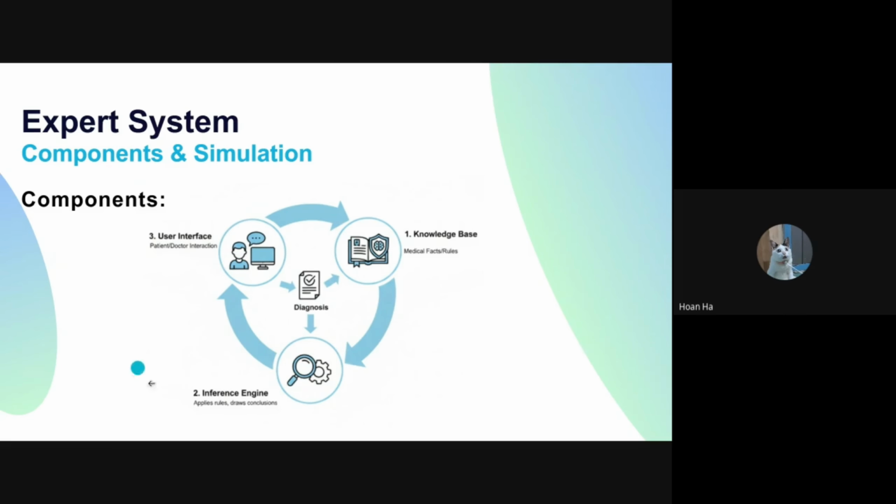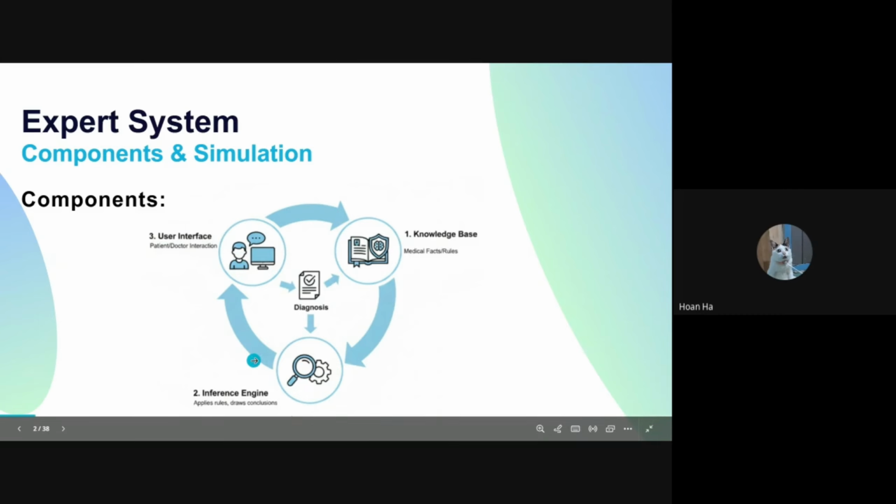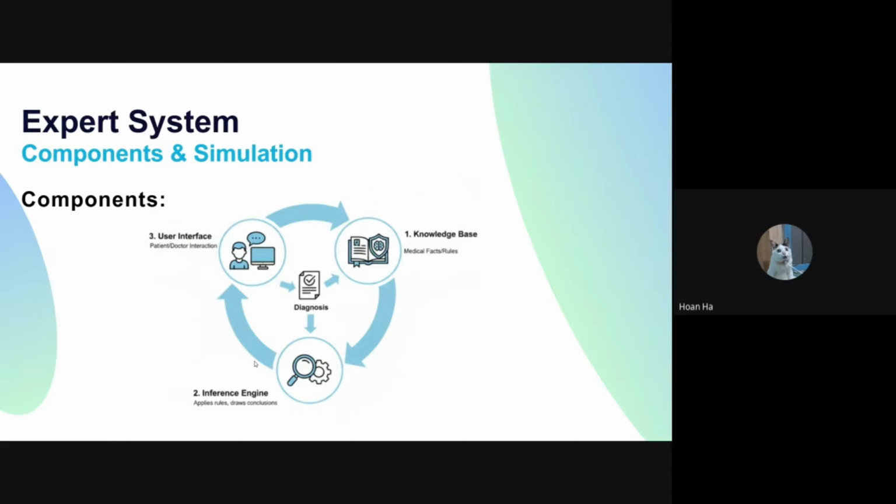Number two is the inference engine. This is the brain that applies the rules in the correct way to specific patient data to reach a conclusion or diagnosis. Number three is the user interface, the point of interaction for the user, the patient, or the doctor.